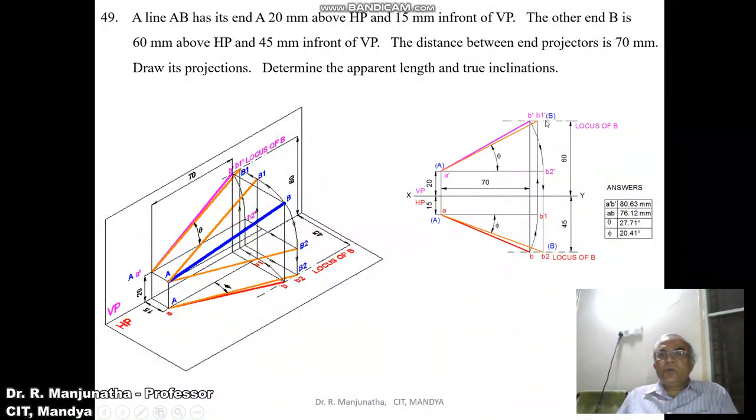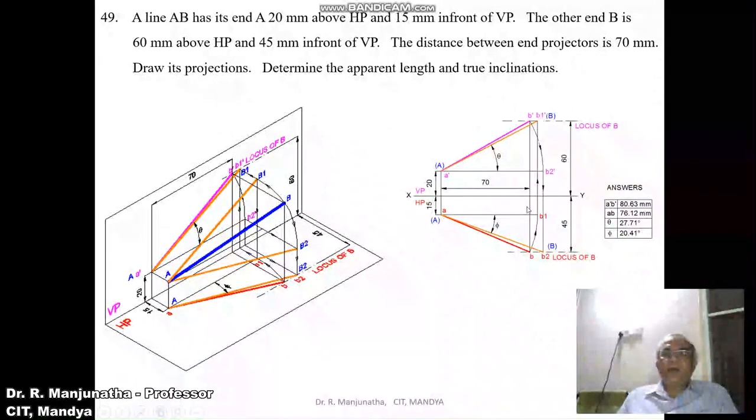Since this line is parallel to VP, that is parallel to the XY line in the top view, obviously the front view line is going to be in the true length. So A dash B1 dash will be in true length. So you mark capital A and capital B.